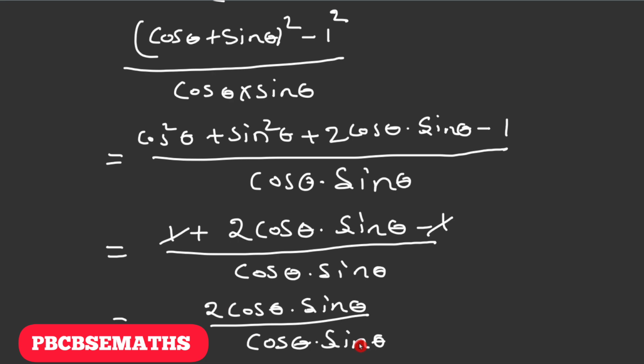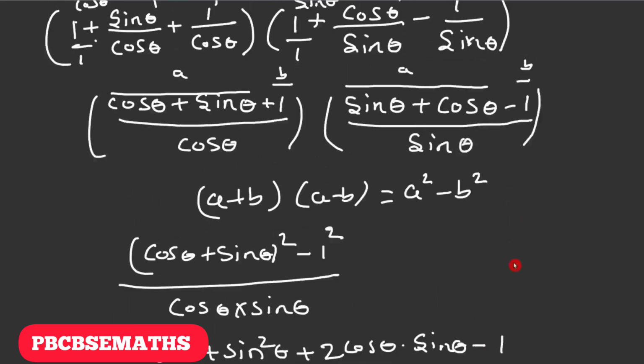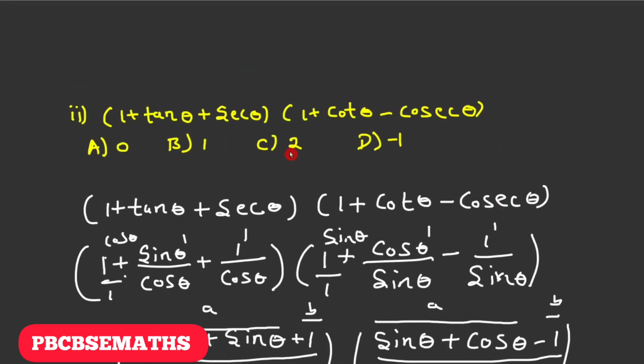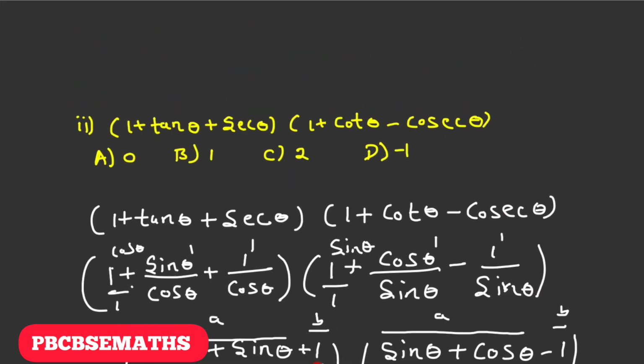In the numerator and denominator, we can cancel cos and cos, and sin and sin. At last we are left with 2. So the answer for this question is 2. We can say that option C is the correct answer.